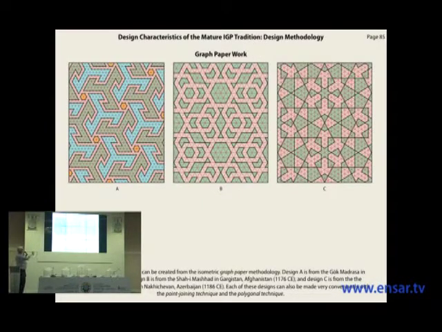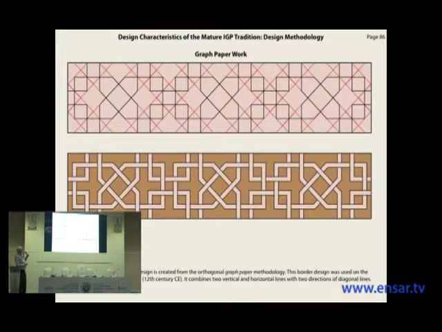The one on the left, the 2 on the left are following the lines themselves. The one on the right uses the vertices, but breaks with the lines of the graph itself to be out of sync with the graph, but still quite a nice pattern. It's a little more complicated. Each of these patterns can be made easily with a point joining technique or with a polygonal technique that comes up later. So here's a graph paper for an orthogonal design.